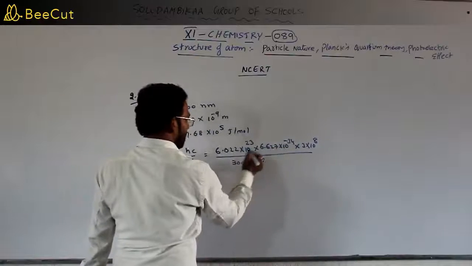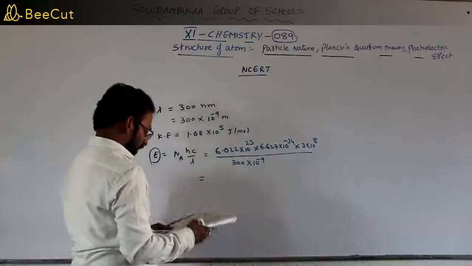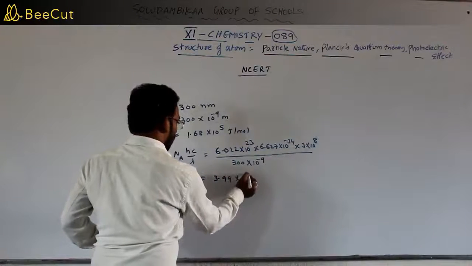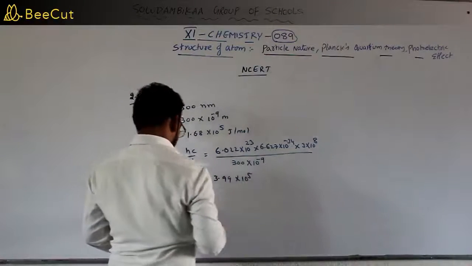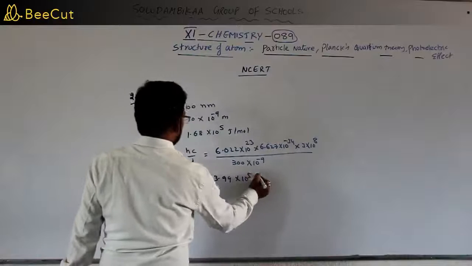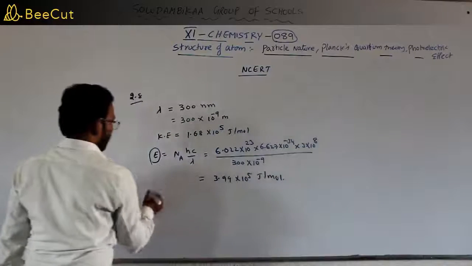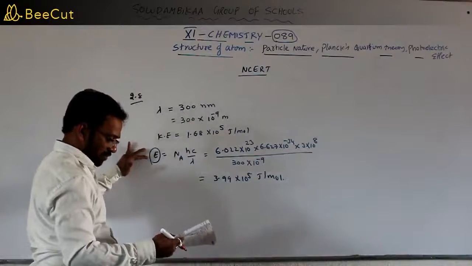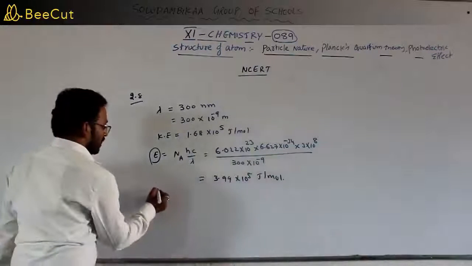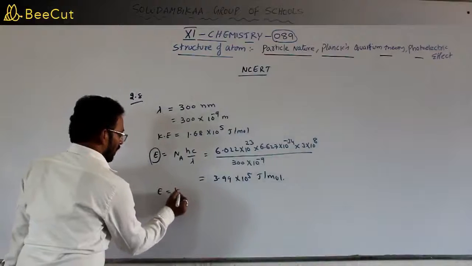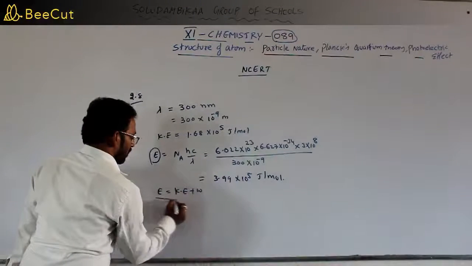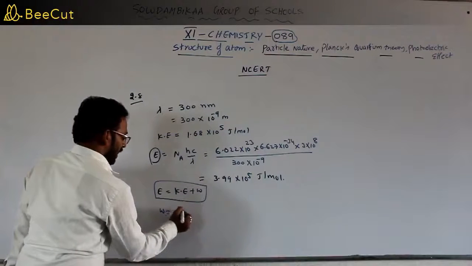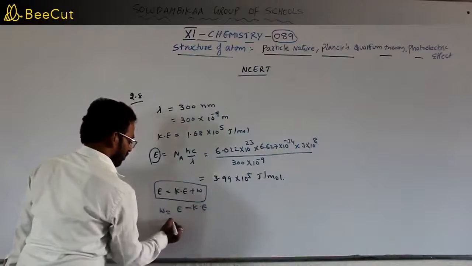Now 3 will be cancelled, and 6 by 3 is 2. Approximately the value will become 3.99 into 10 power 5 joule per mole. Now here, the kinetic energy of the photoelectron is given and the energy of the photon is known. Now we can get the threshold energy. Energy E is equal to, we know, Ke plus W. Now threshold energy W is equal to E minus Ke. What is the value?